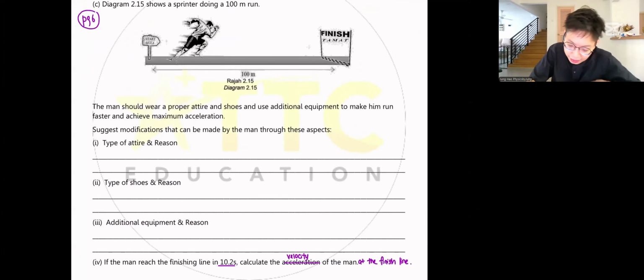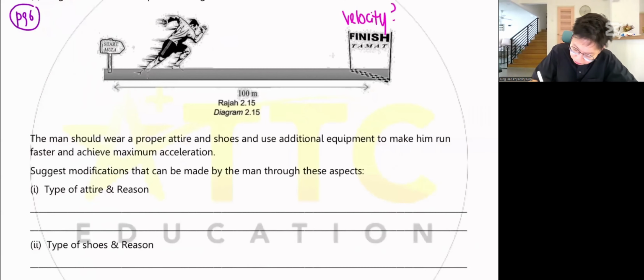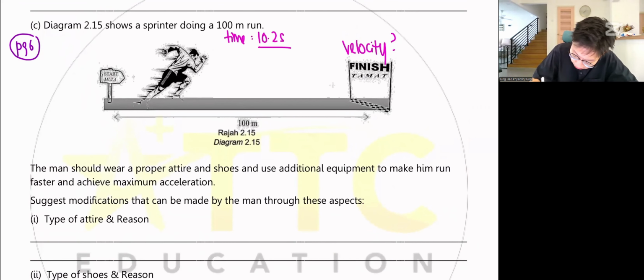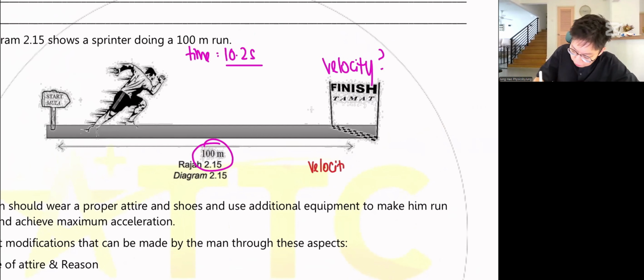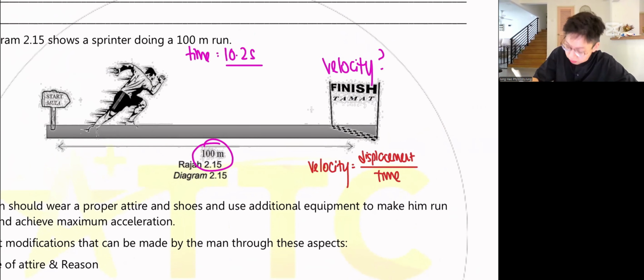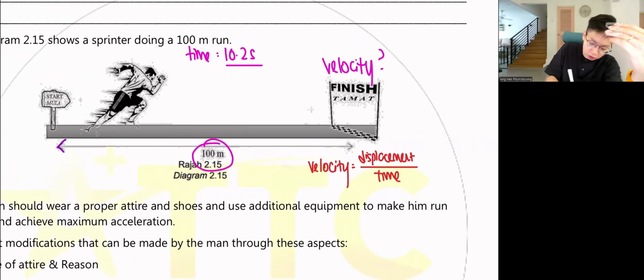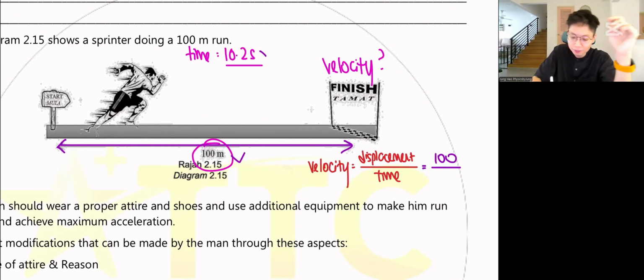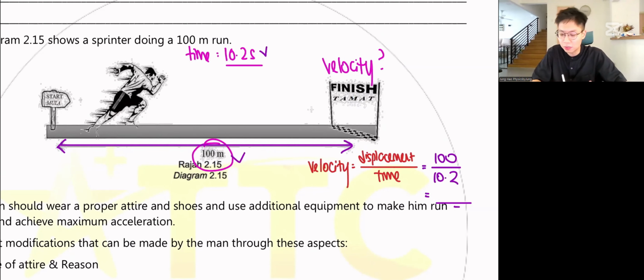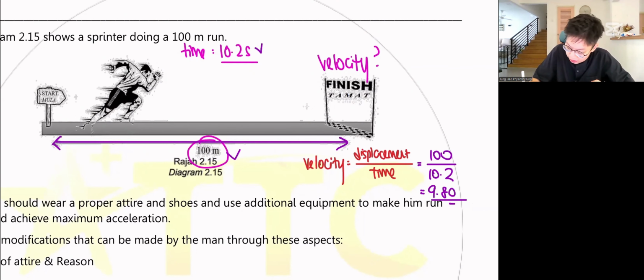Now, if I want to do this, I know that I'm trying to find the velocity of the guy at the end of the race. I know that the time taken is actually 10.2 seconds. I know that this is 100 meters. So if I want to find the velocity of this man, can I do it this way? Since the beginning of chapter 2, we already learned that velocity is equivalent to displacement over time taken, correct? So if the total displacement that this guy has to run is 100 meters, and the time taken is 10.2 seconds, can you help me to calculate the velocity? Let's say we take 100 divided by 10.2. I will get my answer to be 9.804 meters per second.